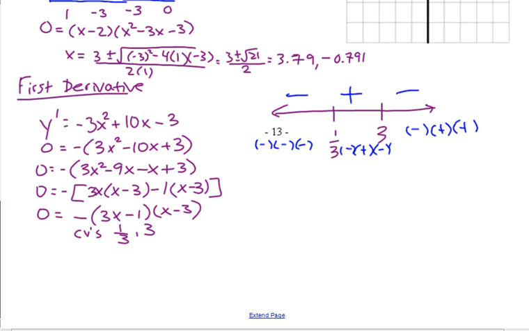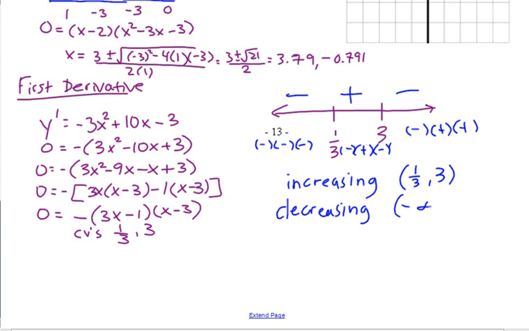Okay, so now what does that tell us? Increase, decrease first. Where is it increasing? 1/3 to 3. Where is it decreasing? Everywhere else. So negative infinity to 1/3, union 3 to infinity. So we have down, up, down. So which one's our local min? Yes, it's the local min.